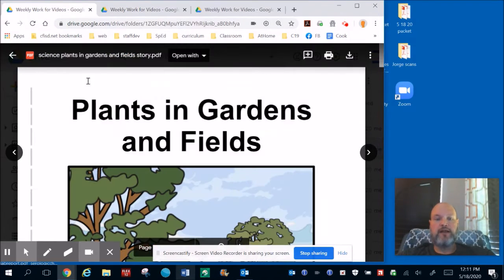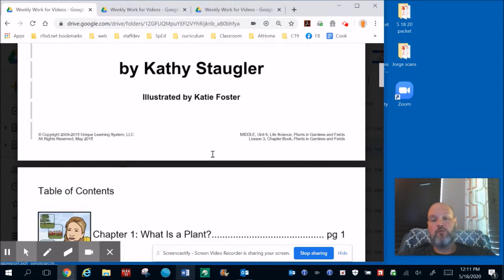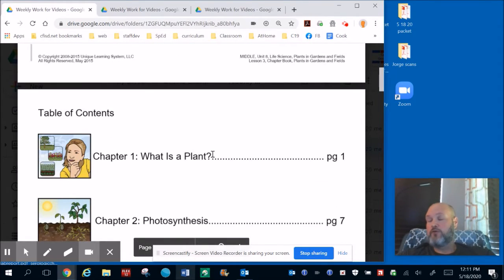All right, find this vocabulary page that says what is a plant and practice those words, and then find your story, print it out. It'll look like this on the front. It says Plants in Gardens and Fields. When I come back, we're going to read chapter 1, what is a plant, and I'll read through the whole thing together, and then you can go back and take your time and reread the story on your own. All right, go ahead and find those pages.